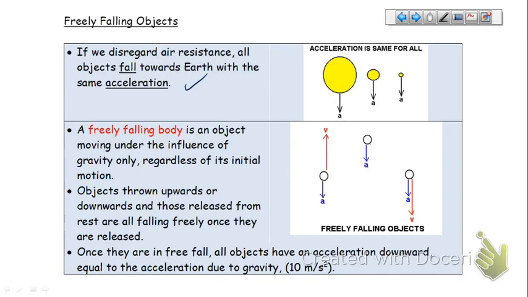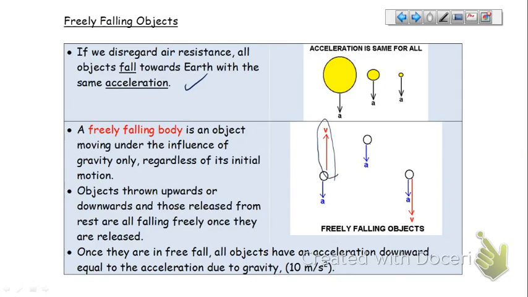And as engineers, you're supposed to appreciate these words. The more time you spend on task, the more you get into the language of it. A freely falling body is an object moving under the influence of gravity only, regardless of its initial motion. Colloquially, fall means downwards. But whether you're actually traveling upwards, if there's no air resistance and you're only pulled by gravity, you're in free fall.